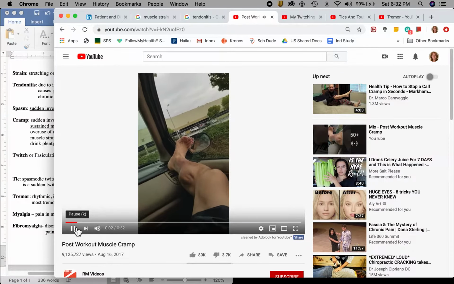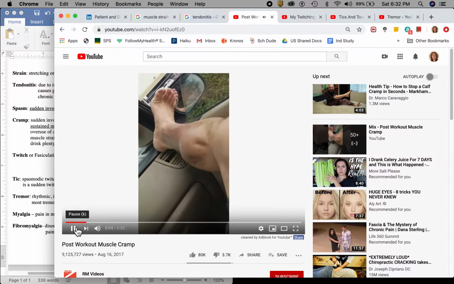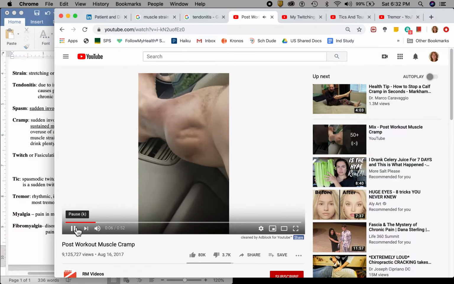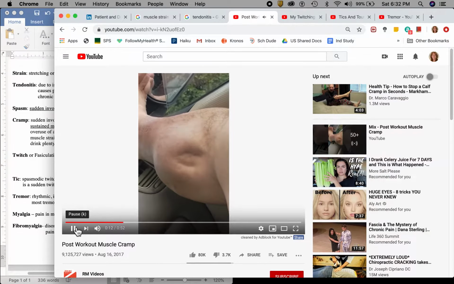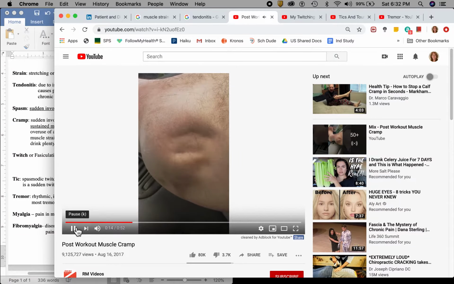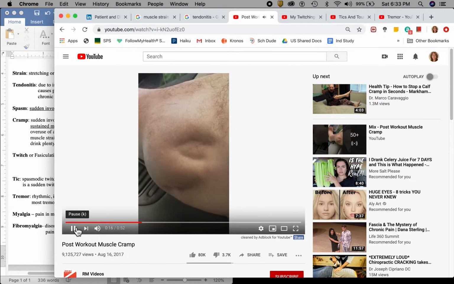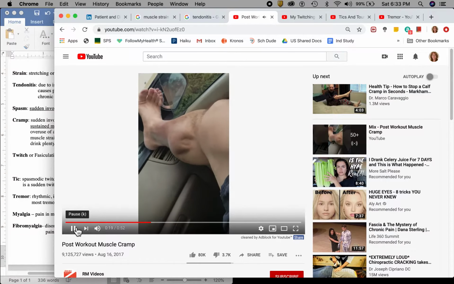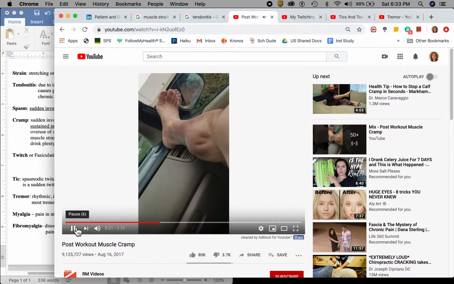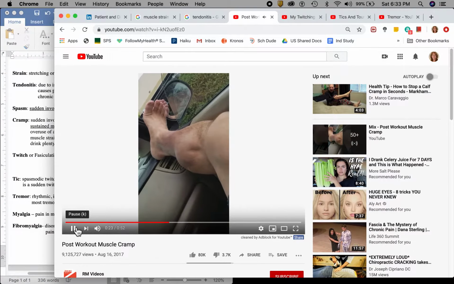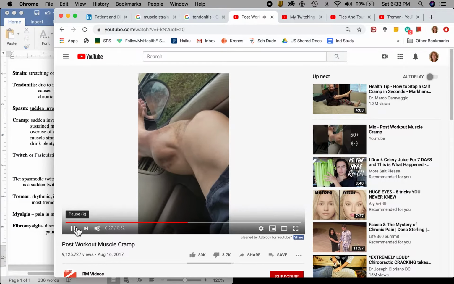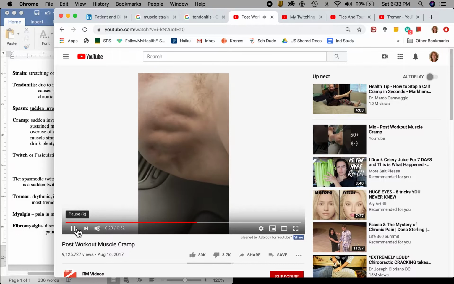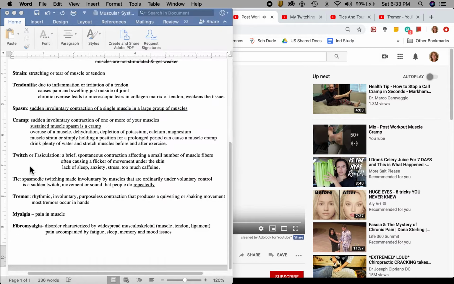This is what a cramp looks like. Look. Oh my God. I won't stop. I'm not doing anything. You can hear the pain in his voice. And this goes on for another good 30 seconds or so before it finally starts to relax. And then it's going to hurt an awful lot after that.